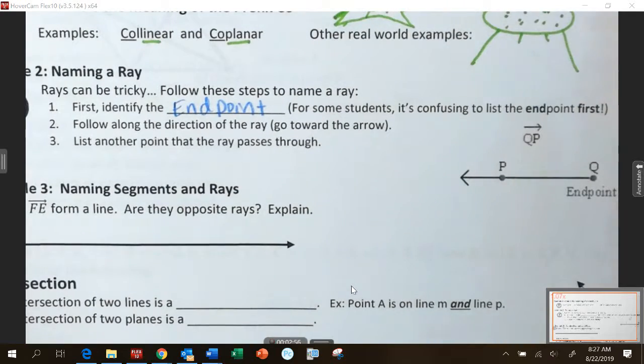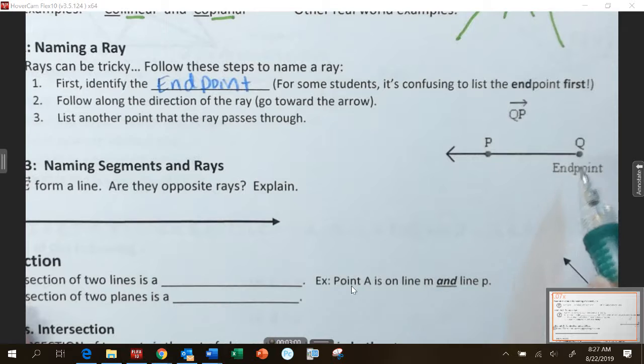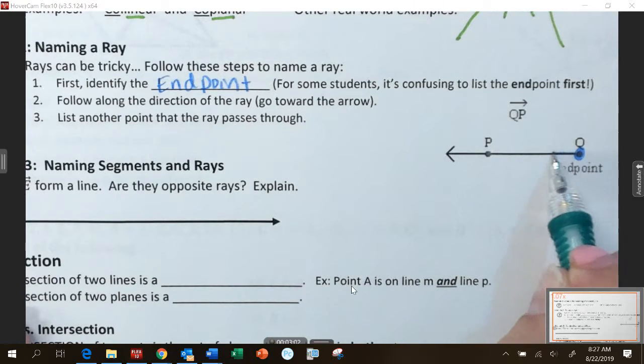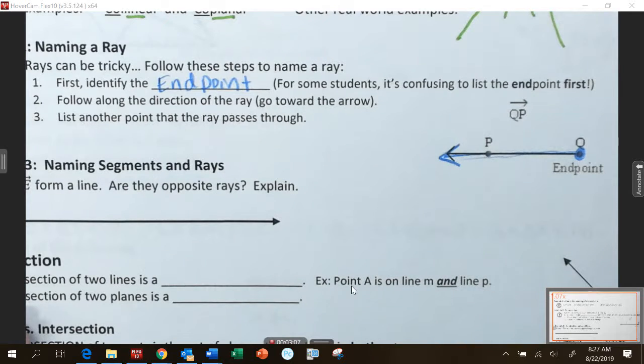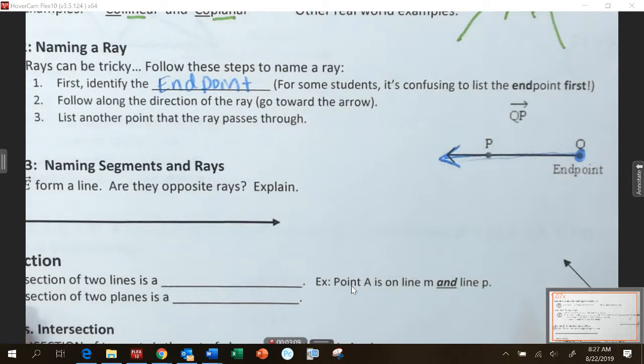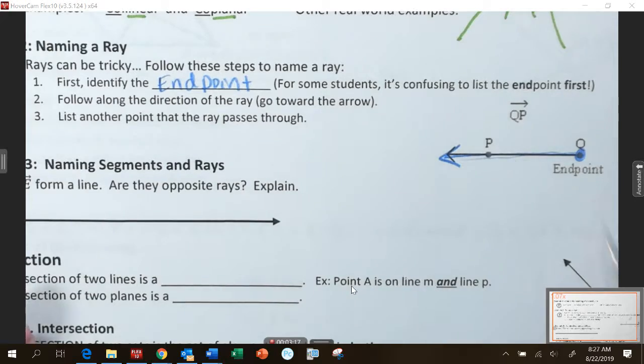So we list the end point first. Then you follow along the direction of the ray towards the arrow. So we start at Q, we go towards the arrow, and then we name any point that it passes through from there. So this ray right here would be QP. And then please list it as the end point on the left side. And it always points to the right, QP.